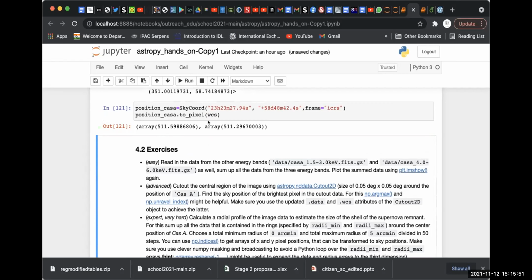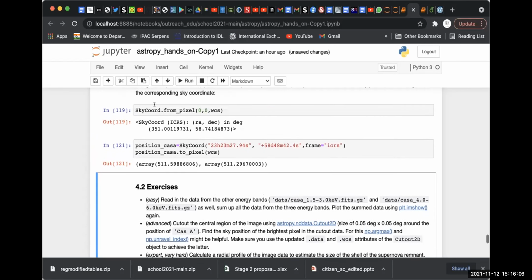So here we've done the reverse. We have actually converted it back to pixels. So this 511, 511 is the center of that 1024 by 1024 image which you had. This is the position of these coordinates in that, right? So you can do back and forth. Here you're converting from pixels to WCS, and here you're converting to pixels, right?